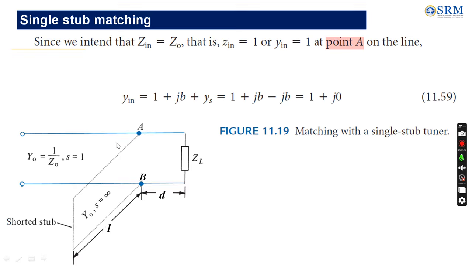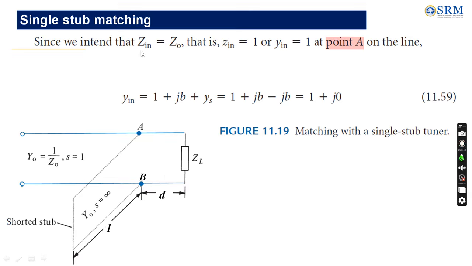So we know that a transmission line is available where the load is connected, right? And we are introducing another piece of transmission line at a particular distance from the load, and this other piece of transmission line is called the stub. We are going to use a short circuited stub and connect it in a parallel manner. It has some length L. How this is achieving matching, let us see.